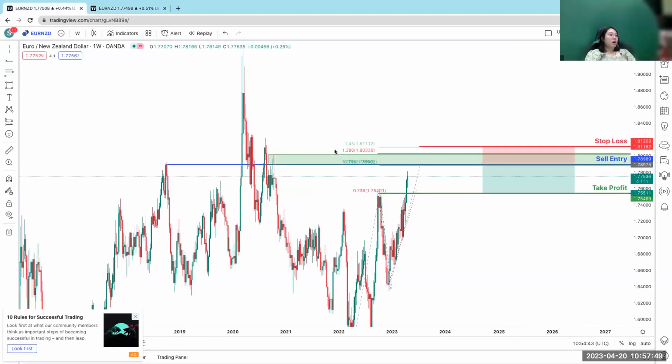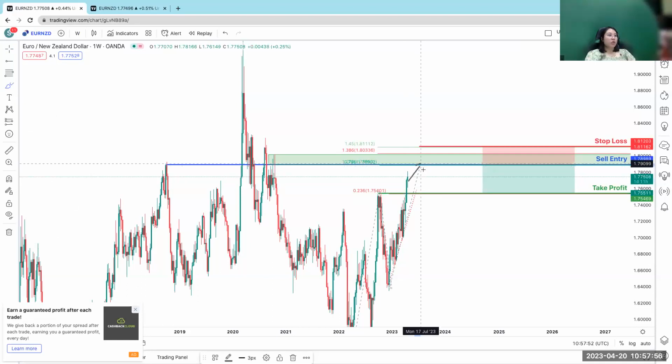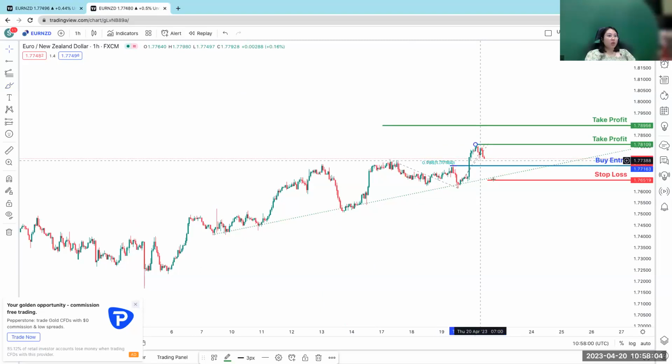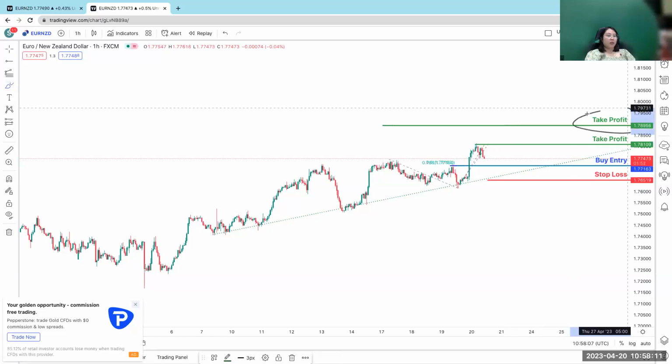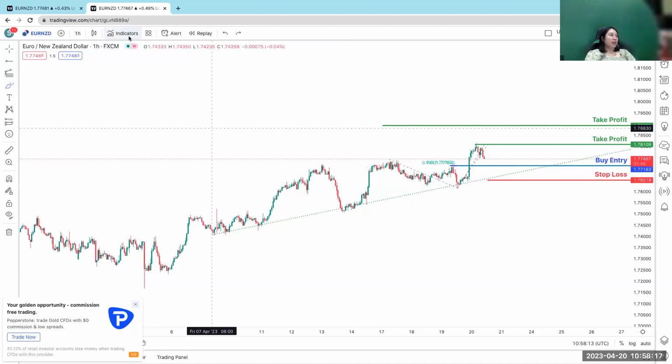Okay, so what I'm doing right now is I want to buy up to our sell entry, and then from our sell entry, we're going to sell from there. Okay, so there are two trades for EURNZD. One is you buy on the short term, and then on the long term, you sell. So you can consider a sell from this take profit area. Okay, but before you do anything, we need confirmation from the indicators.